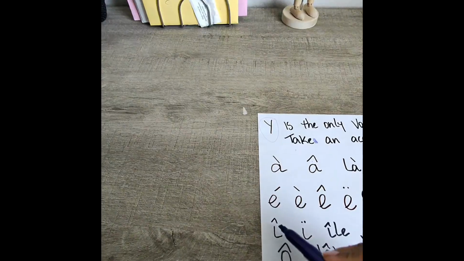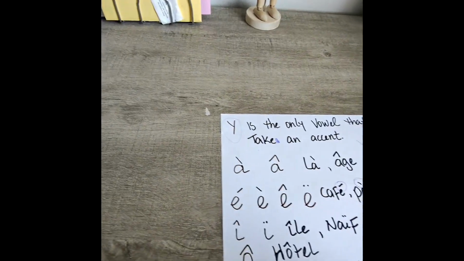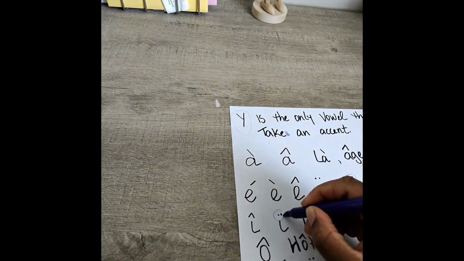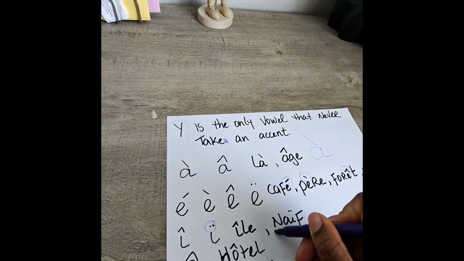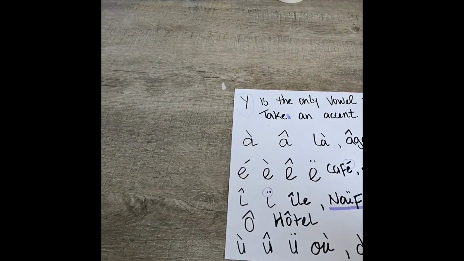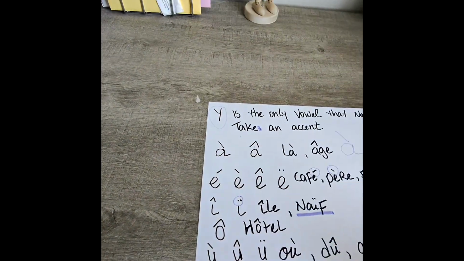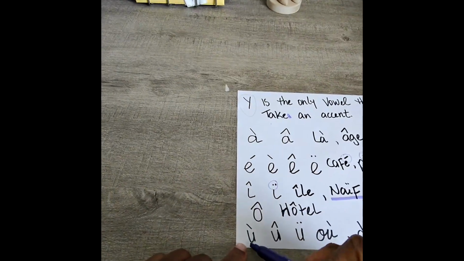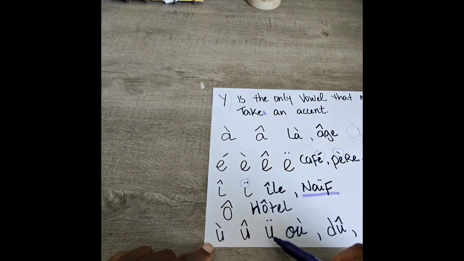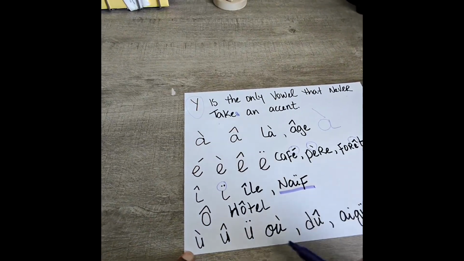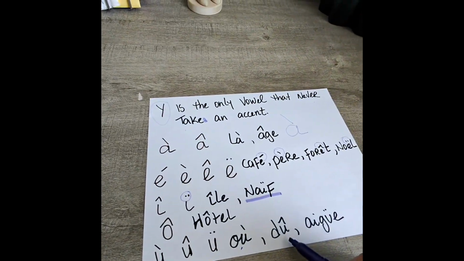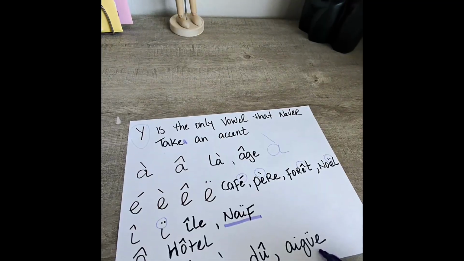The letter I uses 2 of the accents. It uses a tréma as well, like in naïf. The letter O uses the little roof, hôtel. And the letter U uses 3 of the 4 accents. Où, du, aigu.